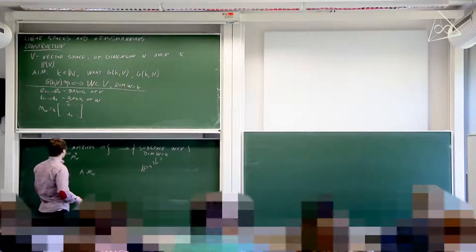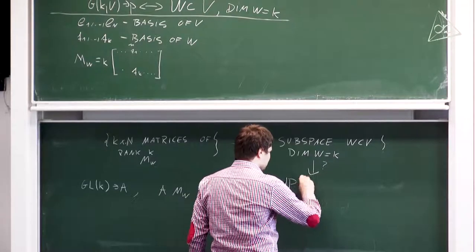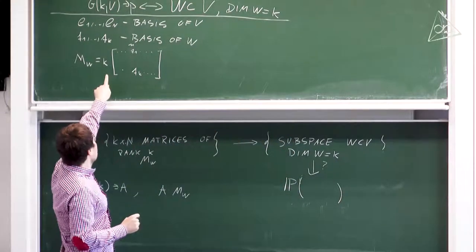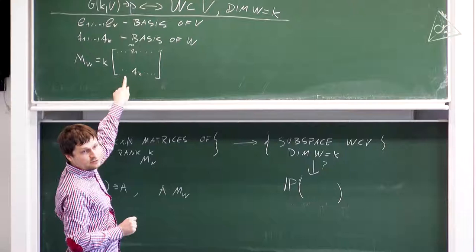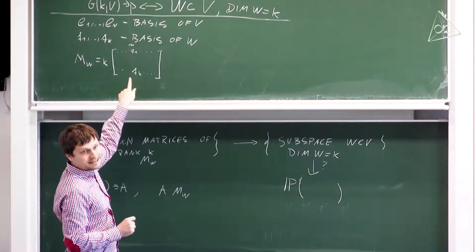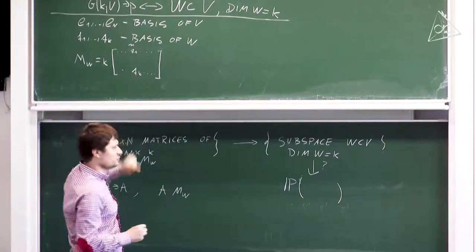Okay, so let's try it. Let's try to build a map. So how many minors do we have? How many maximal minors? It needs to be a maximal minor, because otherwise it would change. So how many maximal minors of a k by n matrix do we have?